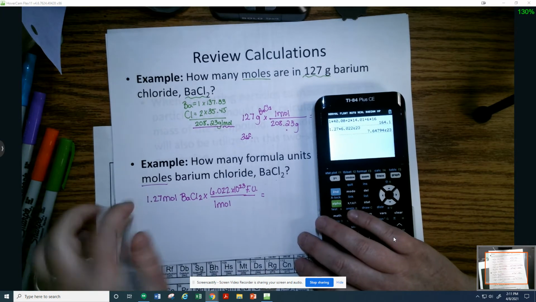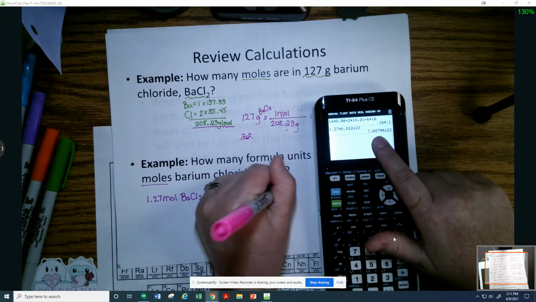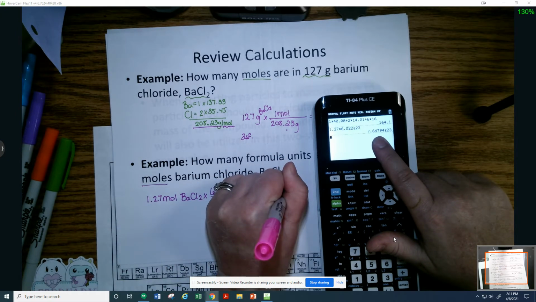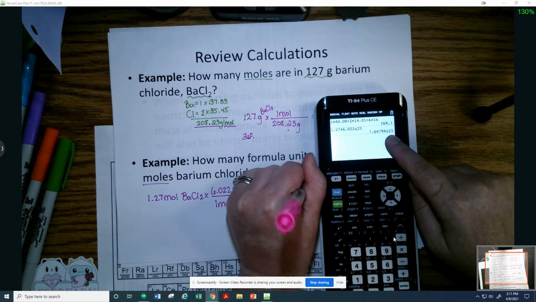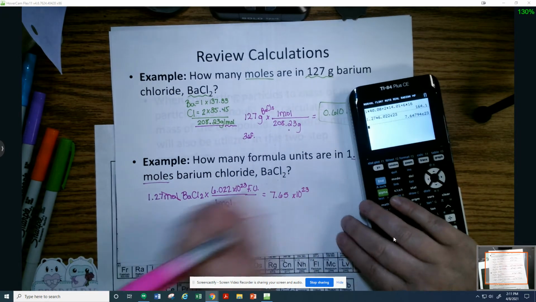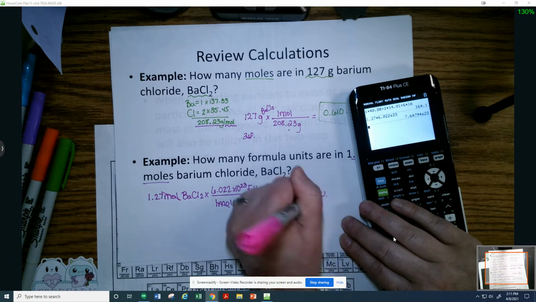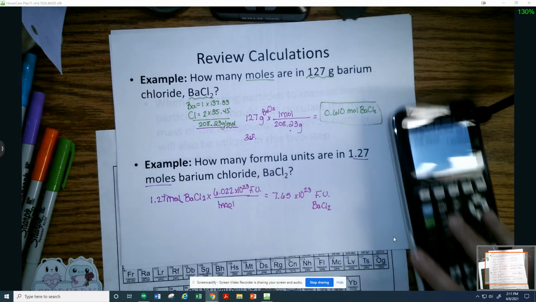This has 3 sig figs. I can keep 3 in my answer, so I can keep 7.6, and that 4 is going to round up to a 5. I see that E 23rd, so that means times 10 to the 23rd. Moles have canceled here, so I'm left with formula units of this barium chloride. And that is my final answer for the second review example.